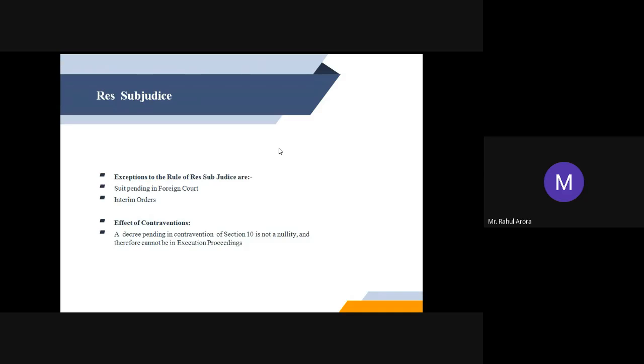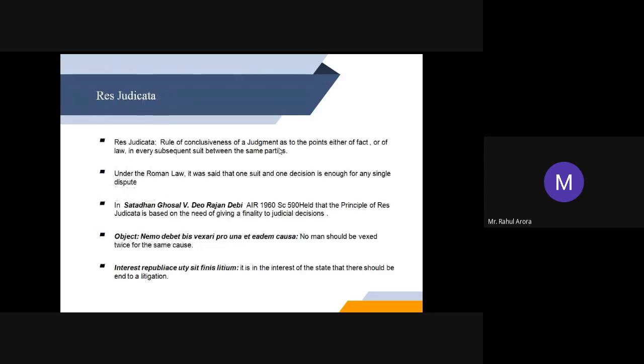Next, what do you mean by doctrine of res judicata? Res judicata provides or lays down the rule of conclusiveness of a judgment as to the points either of fact or of law in every subsequent suit between the same parties. Under the Roman law, it was said that one suit and one decision is enough for any single dispute. In Satyadhan Ghoshal versus Deorajan Devi, AIR 1960 Supreme Court 590, it was held that the principle of res judicata is based on the need of giving a finality to judicial decision.